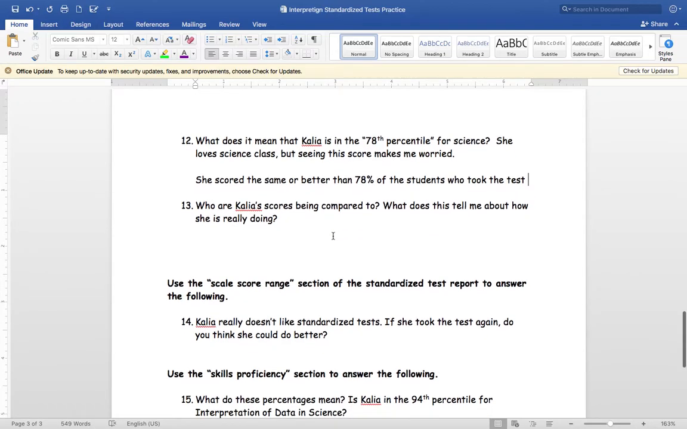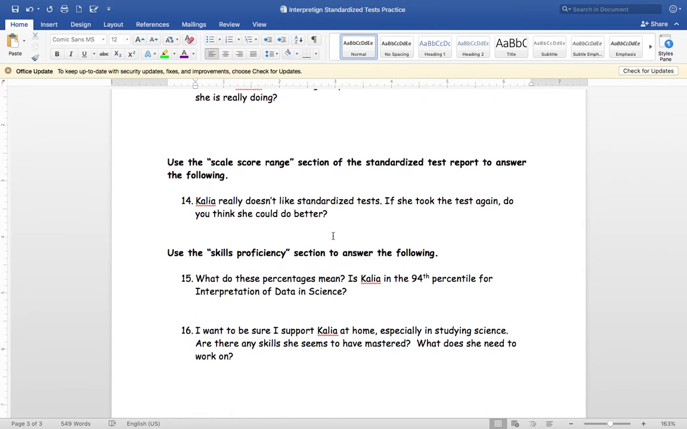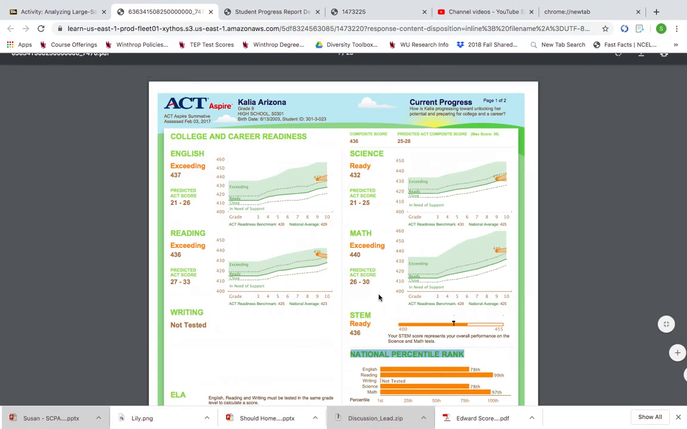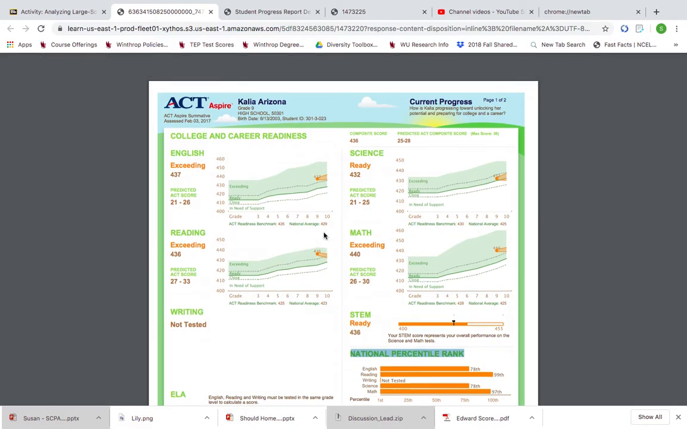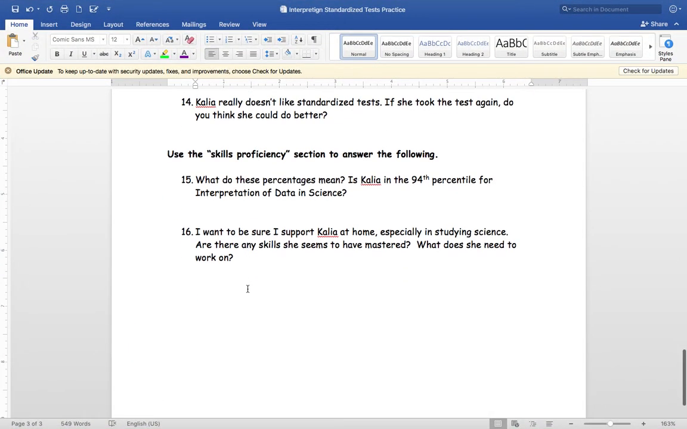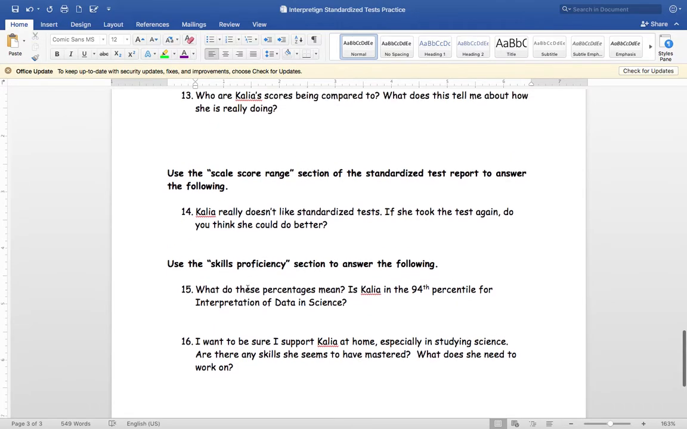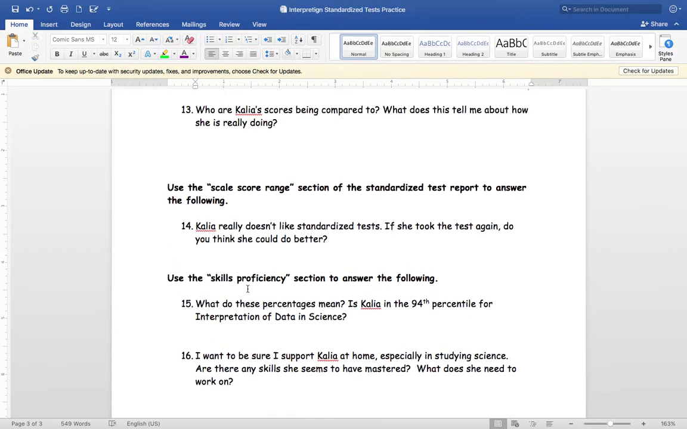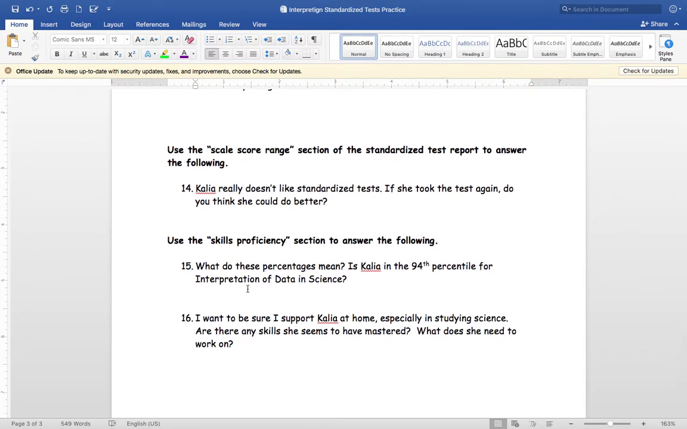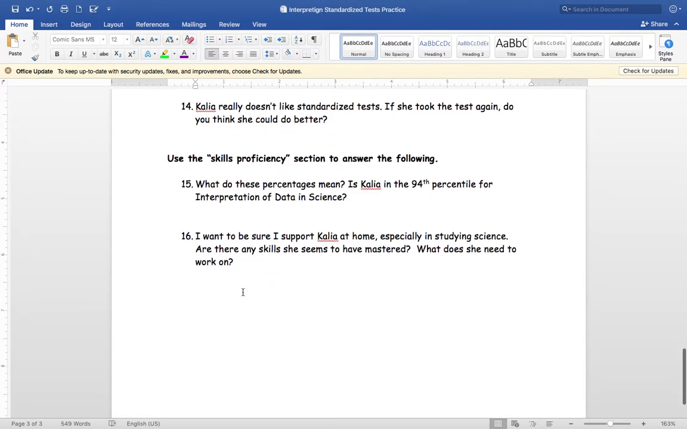Who are Kalia's scores being compared to? You'll see that this was a national percentile rank. That's important, right? So always think about that when you're analyzing these results. So it's a national percentile rank. All right, last couple of questions here. Kalia doesn't like standardized tests. If she took the test again, do you think she could do better? This is yet another question I get all the time. Well, if we just did this one more time, don't you think she could score better?